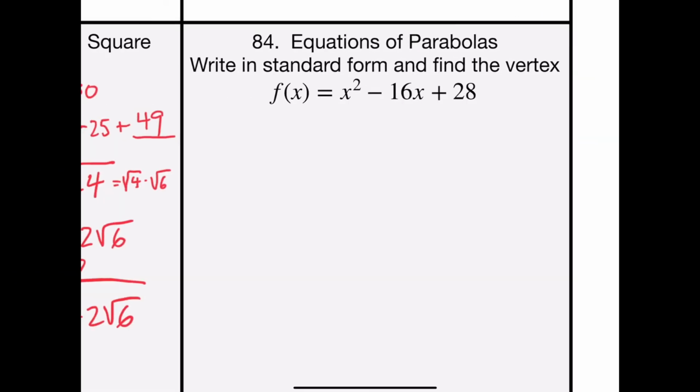Problem number 84 is equations of parabolas. It says write in standard form and find the vertex of f of x equals x squared minus 16x plus 28.